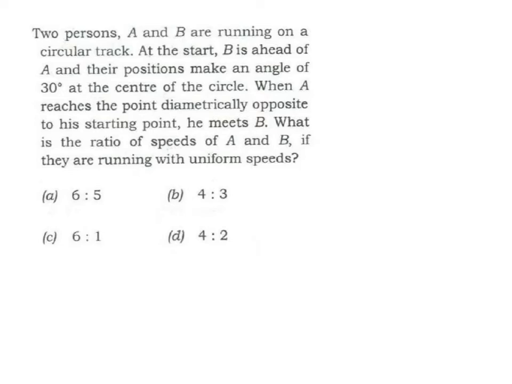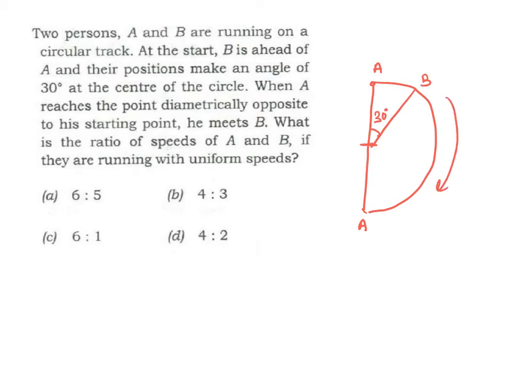Now assume that A is here. In this circular direction they are moving. A is here. Now it's reaching here. B is ahead of A by 30 degrees. Here is B. The meeting point is diametrically opposite, which means here. A and B reach here. The distance traveled by A and the distance traveled by B.